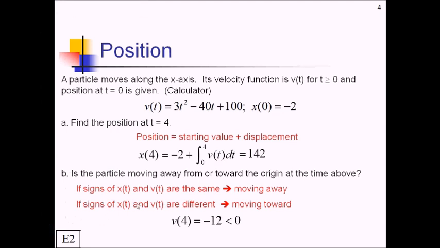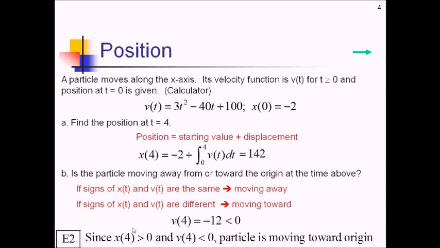Since our x of t is positive and our velocity is negative, since we are to the right of the y-axis initially and we're moving left because of this negative velocity, that would mean we are moving toward the origin, if x of 4 is positive and v of 4 is negative.